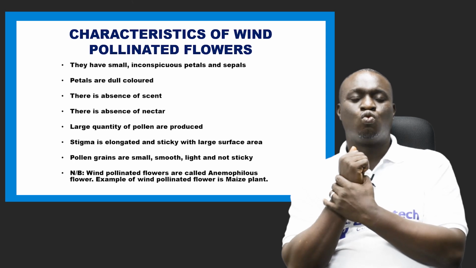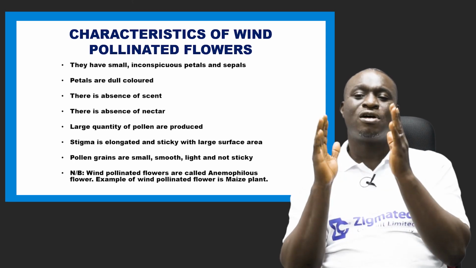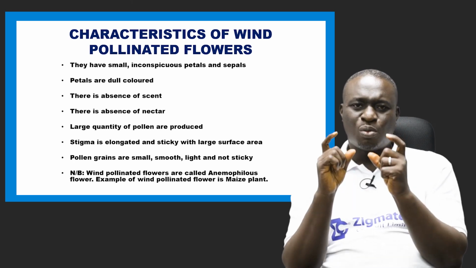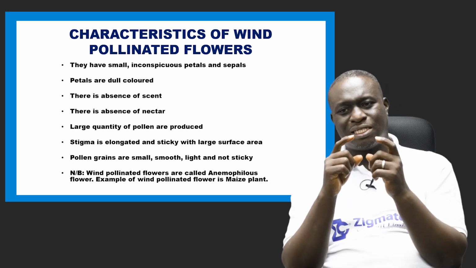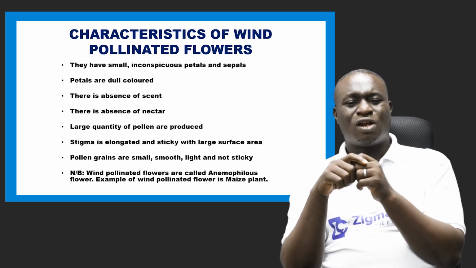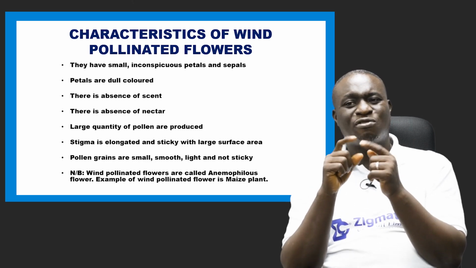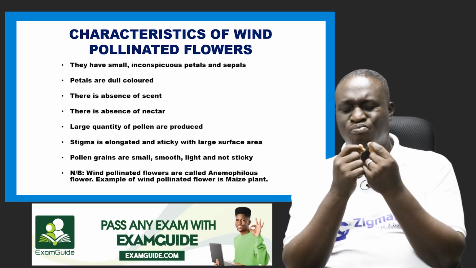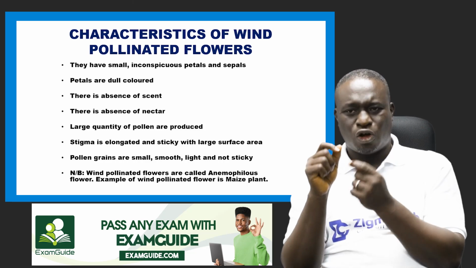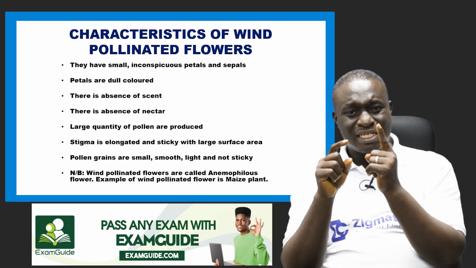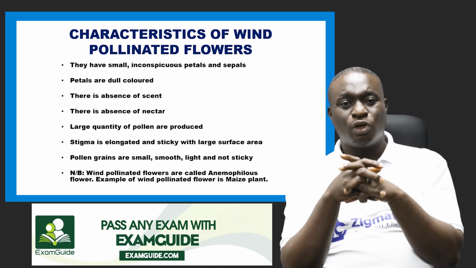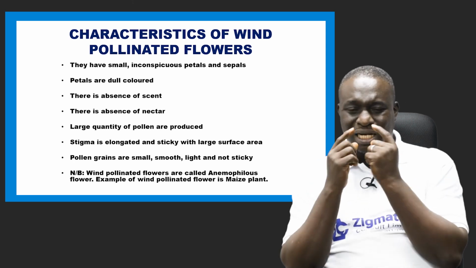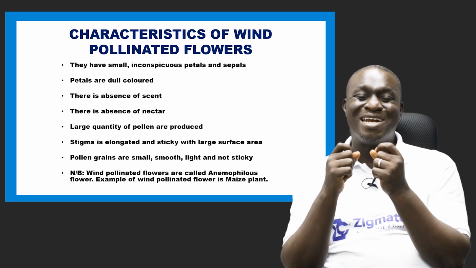Number one is that wind-pollinated flowers have small, inconspicuous petals and sepals. Another thing again you notice in wind-pollinated flowers is that the petals are dull. They are not brightly colored. They are dull colored. In fact, another important characteristic of wind-pollinated flowers is that there is an absence of scent. It doesn't have a scent. It also doesn't have nectar.